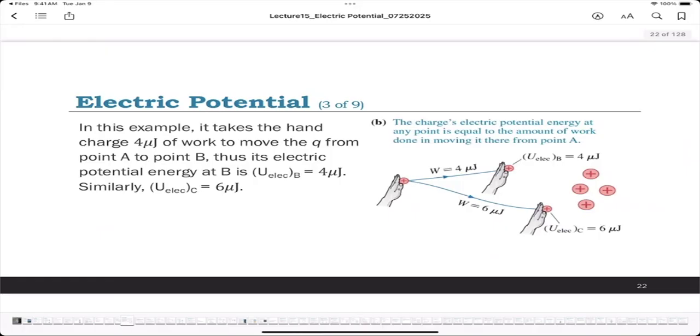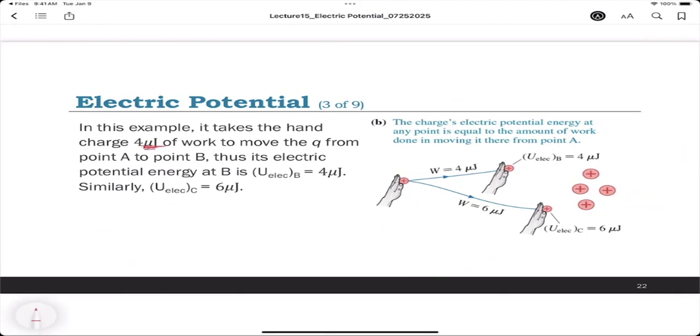In this example, it takes a hand 4 μJ, the unit for electric potential energy, of work to move the charge Q from point A to point B. This is point B, this is point A. Thus, its electric potential energy at B should be 4 μJ, because the value at A is 0. From A to B you do 4 μJ of work, so the electric potential energy at B is 4 μJ. Similarly, if we push it from A to C, and you do 6 μJ of work, the electric potential energy is 6 μJ.